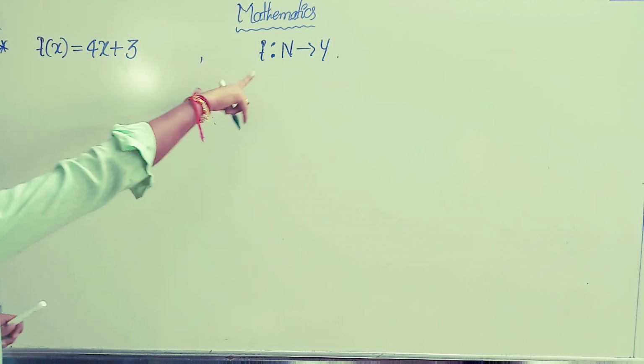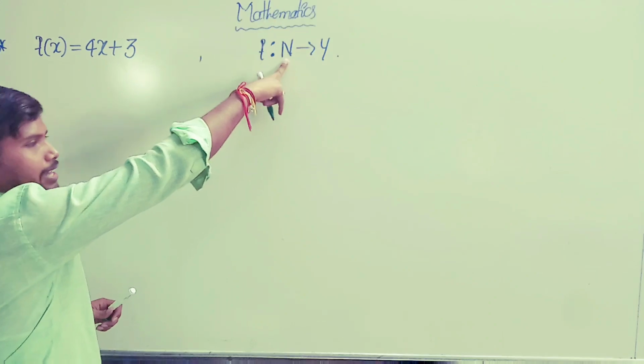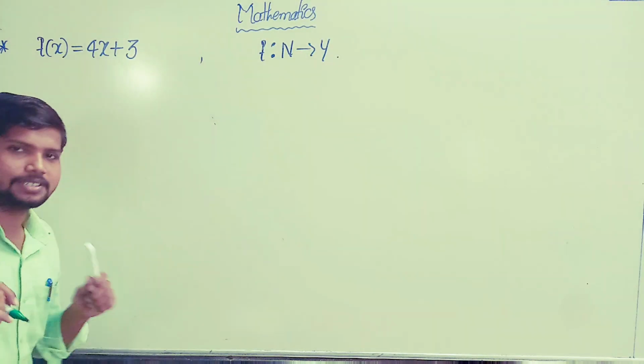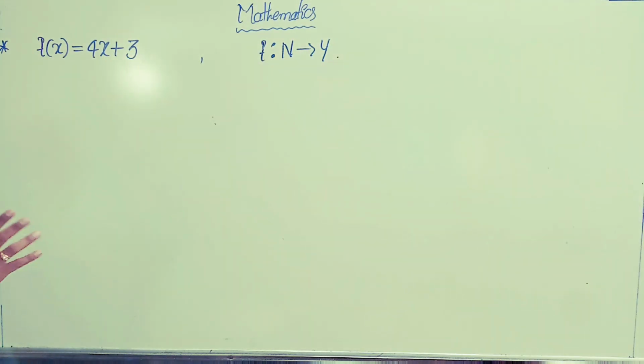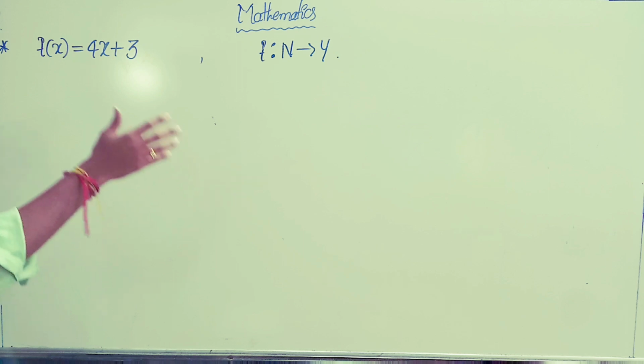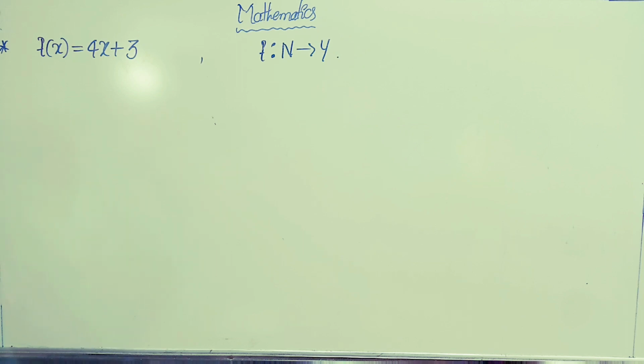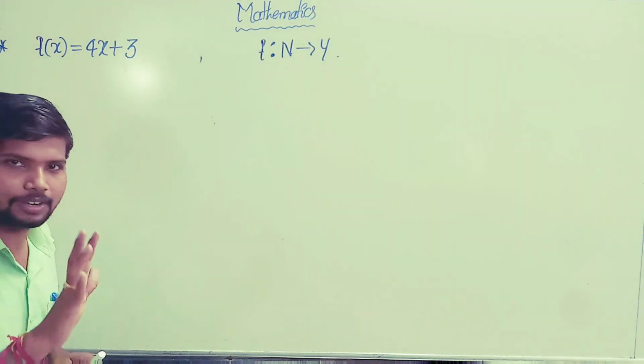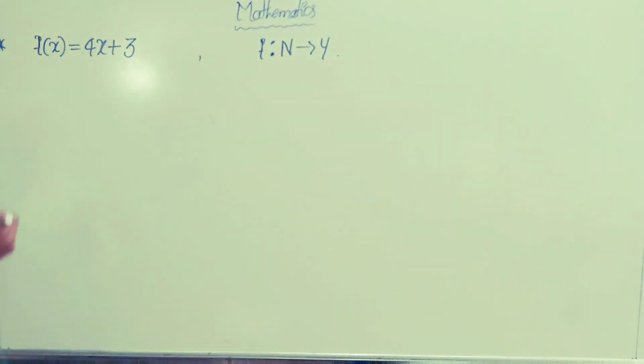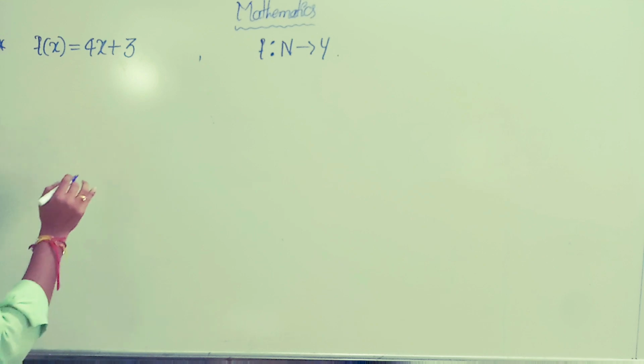It is f from N to Y. The domain is natural numbers, the range is the set Y. In this one you have to show one-one, onto and invertible. If it is one-one as well as onto, then only its inverse will exist. Got the point clearly? Now consider the question f of x equal to 4x plus 3.